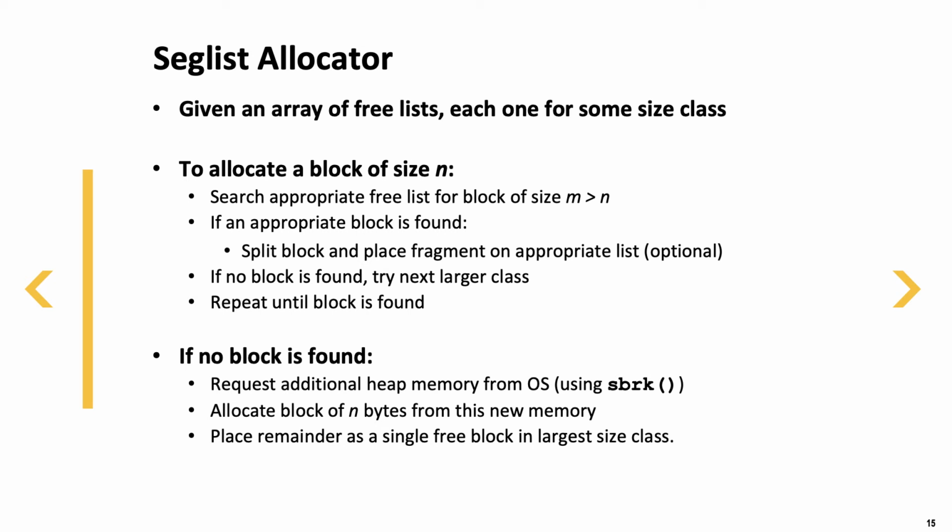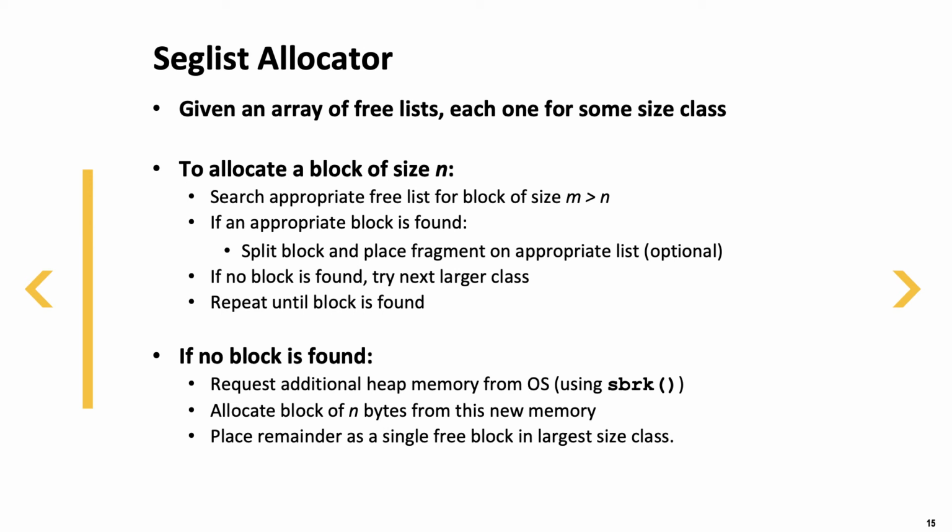If we find an appropriate block in the first list we search, we'll split the block and place the fragment on its appropriate list if we need to. So if the first appropriate block I find is going to leave me with 4 words left over, I can split that free block and put that new free block into the appropriate list that contains size 4 blocks. If we don't find a block, we'll just try the next larger class, and we'll keep on doing that until a block is found that we can use.